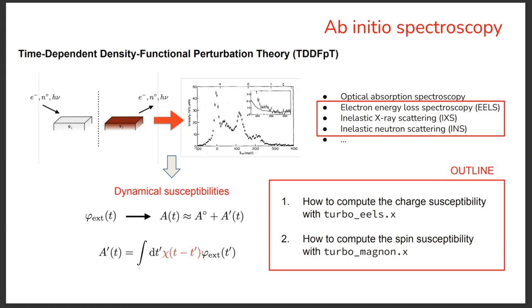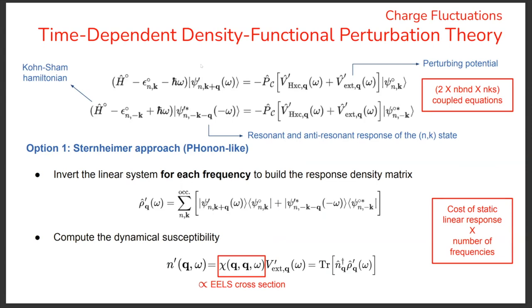These quantities can be accessed by time-dependent density functional theory, and in particular in Quantum ESPRESSO, they can be computed with the turbo_eels and turbo_magnon codes. So to show you what the equations we use look like, these are very similar, maybe with slightly different notation, to the phonon Sternheimer equations. You see that you have your unperturbed Kohn-Sham Hamiltonian, the unperturbed Kohn-Sham eigenvalues. Here you have omega, the frequency. This is zero in the phonon case.